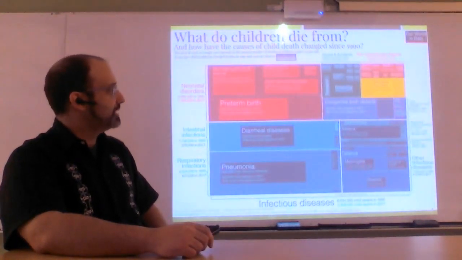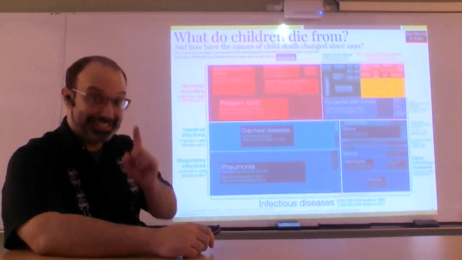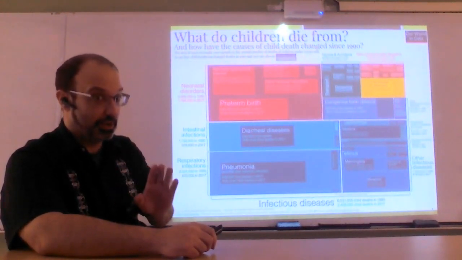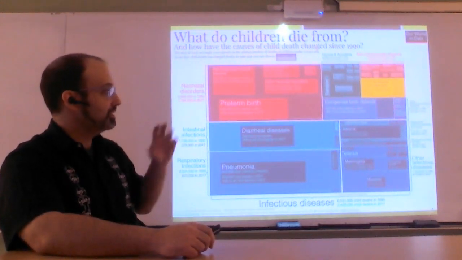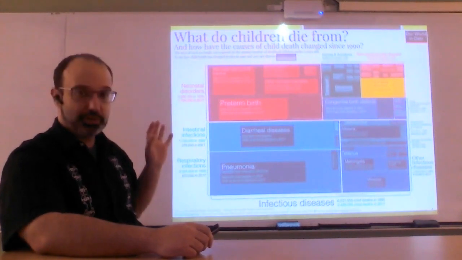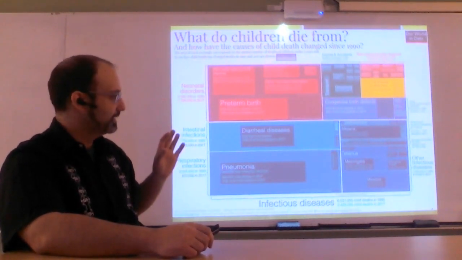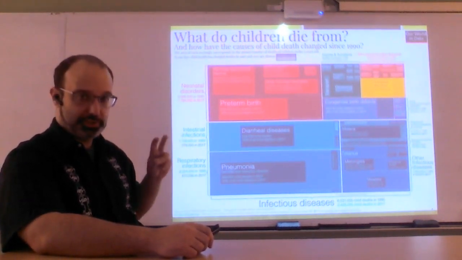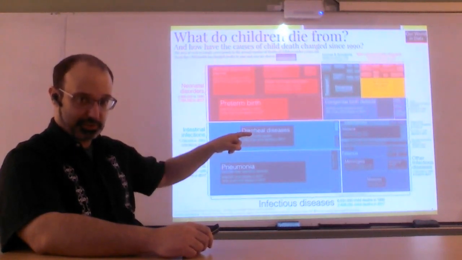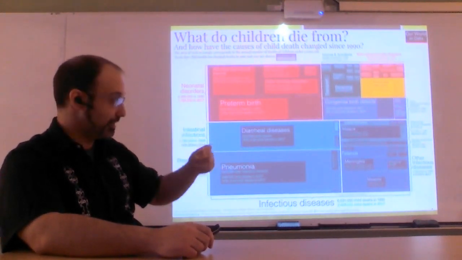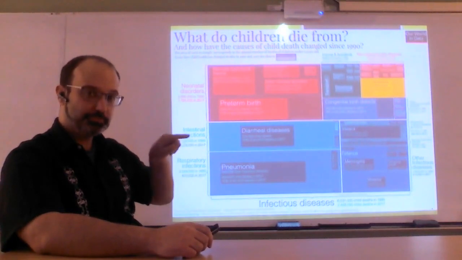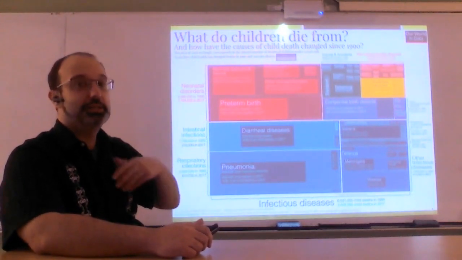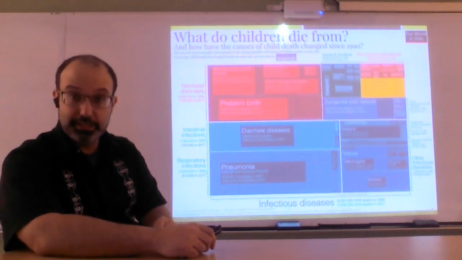This is what do children die from? What has changed since 1990? Okay, so this isn't even that long ago. Now, what you see here, this square is all the total number of children who have passed. And you'll see that there are two squares in each area. So this big square here, the smaller, darker square, is the more modern number of 2017. The bigger, lighter square behind it is the older number of 1990.